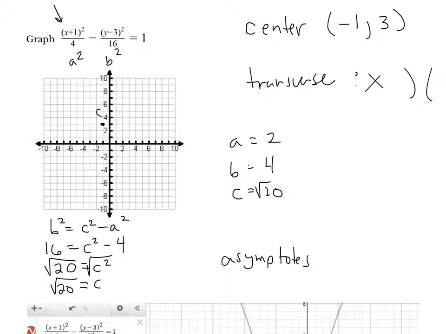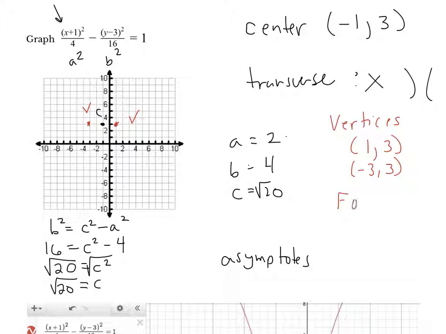So when I'm graphing my hyperbola, I know I'm going to go in the x direction, so you go left and right from my center, 2 units to get my vertices. If I go 2 units to the right, there's a vertex there. If I want to write what that ordered pair is, that would be 1, 3. And if I go 2 in the other direction for my other vertex, that's going to be at negative 3, 3. Very simple. I just take the center and I go 2 in each direction.